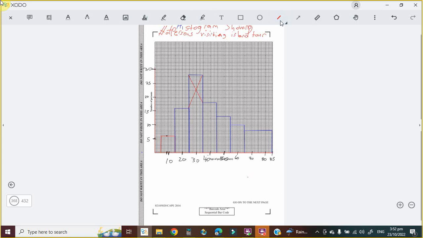So where they intersect, let me draw a straight line passing through, go down to the x, so you can tell them what is the mode. So this particular x value is the mode. So what is the modal age?